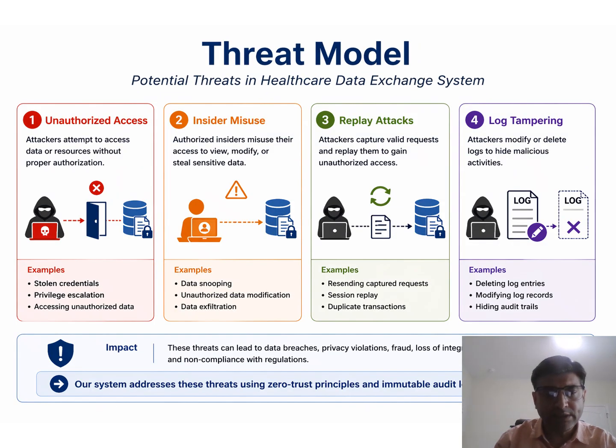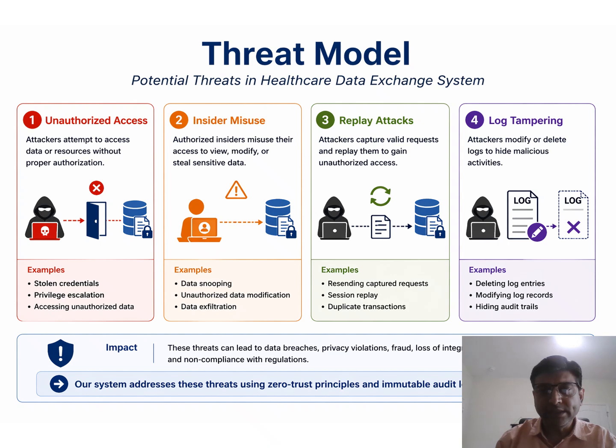Coming to threat models, if you see, unauthorized access, insider misuse, replay attack, and log tampering are mainly the threats here. So our design counters these using continuous verification plus immutable logs. So that's how we have ensured threat models are being taken care of.